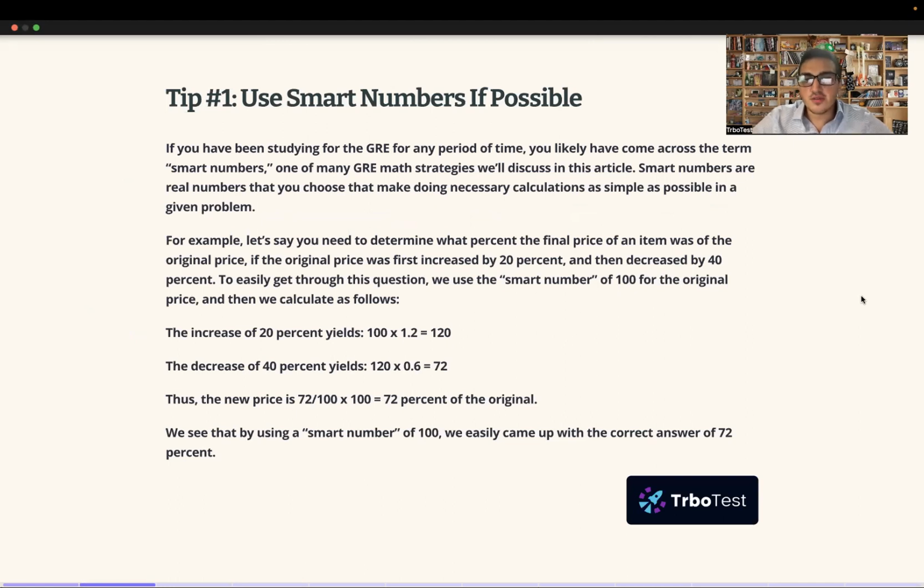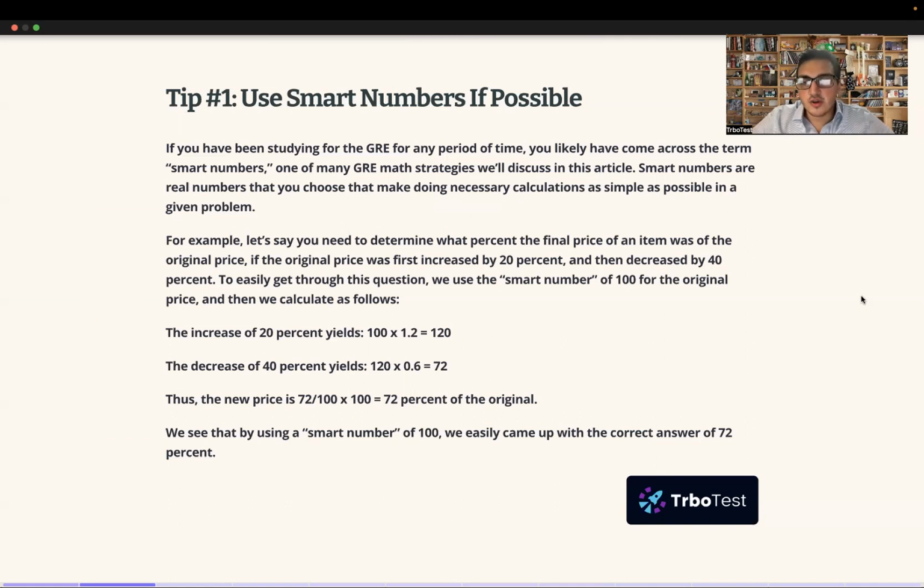If you have been studying for the GRE for any period of time, you have likely come across the term smart numbers. Smart numbers are real numbers that you choose to make necessary calculations as simple as possible in a given problem. So let me give you an example of this to make it a little bit more clear.